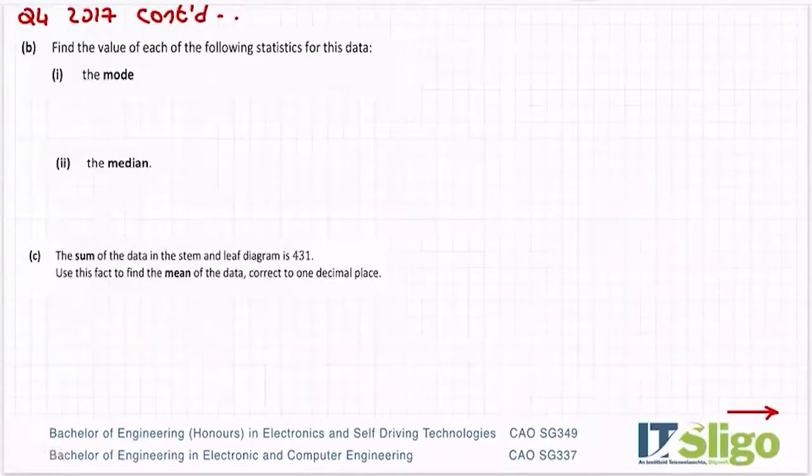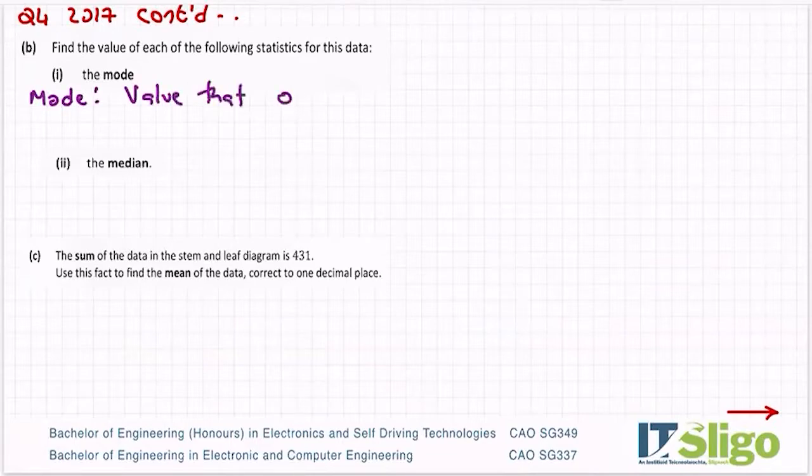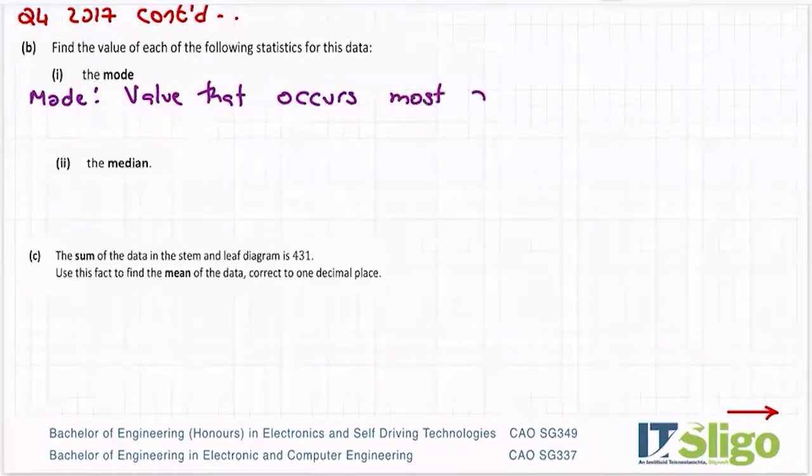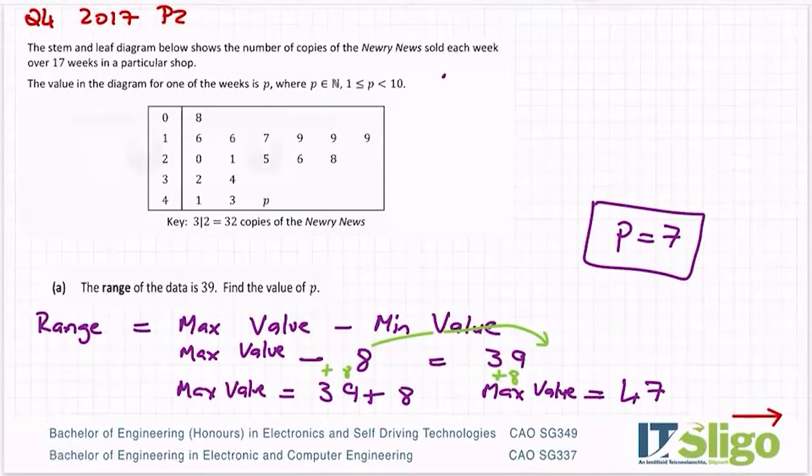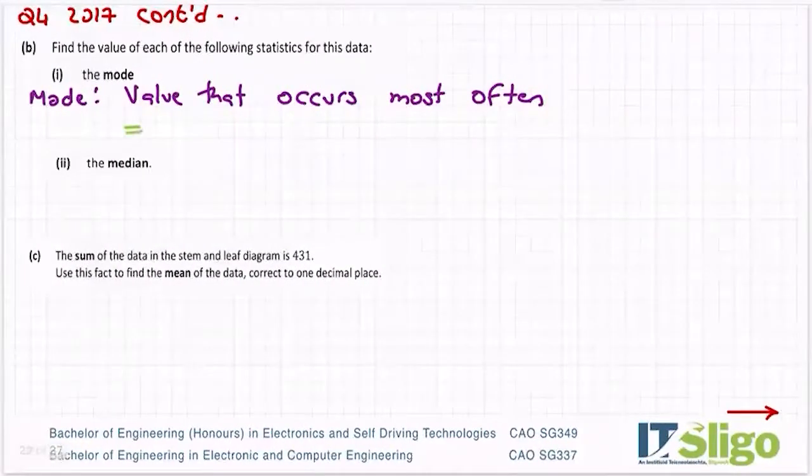Find the value of each of the following statistics for the data. The first one was mode. So what is mode? Mode is the value that occurs most often. Let's have a look at our data. Have we a value here that occurs the most often? I see 16 and 16, which happens twice. I see 19, 19 and 19, so there's 3 of them. So 19 is the value that occurs most often. So your mode is 19.